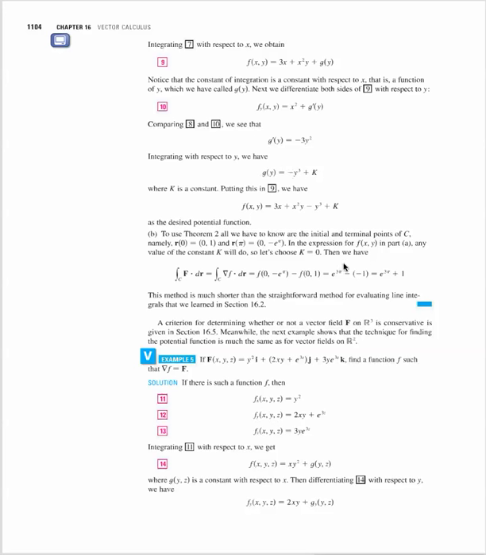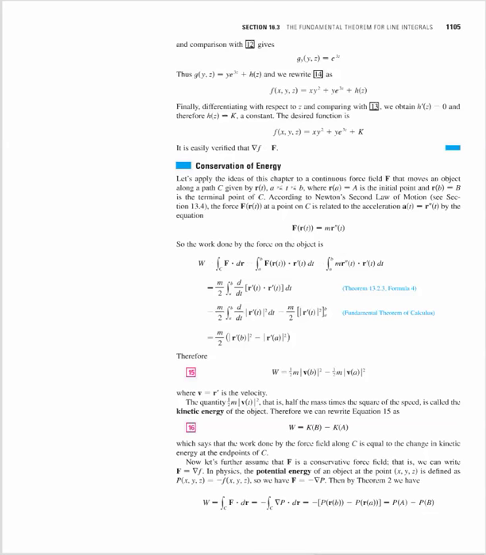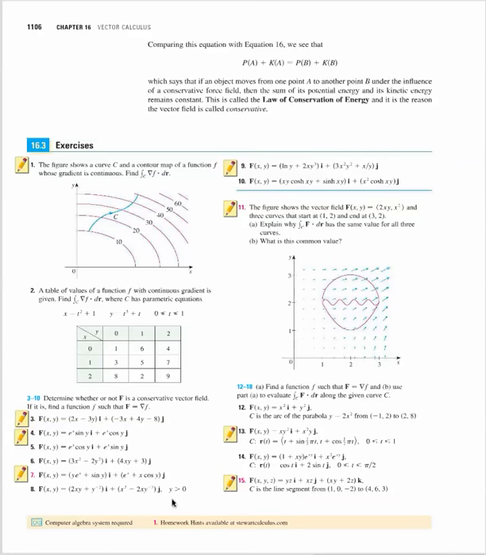And I would work through example 5 about finding the potential function once I know that a vector field is conservative. Then we get into a discussion of conservation of energy. I am not so bothered by this as some people will be. The physicists might be pretty interested, so you might want to read that. And that ties together 16.3.